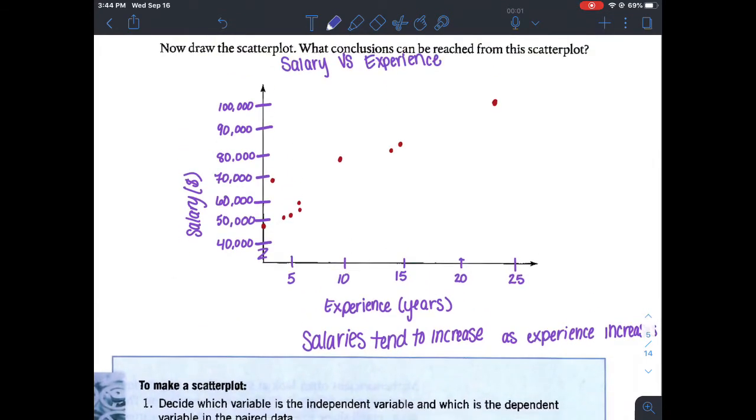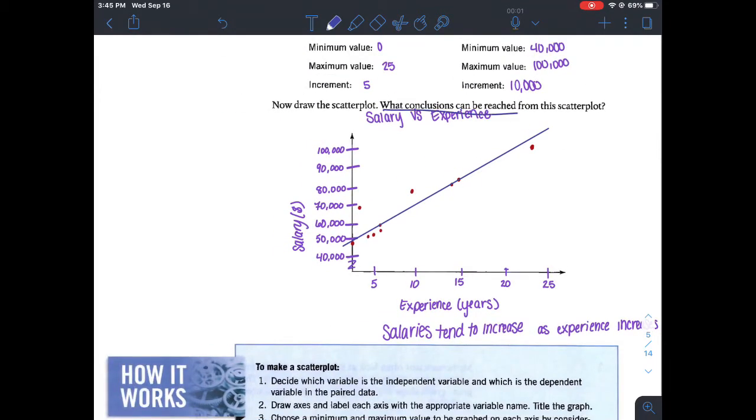And as you can see, the more years you work, the more experience you have, the higher your salary goes in a pretty consistent, I would say, linear pattern here, if I drew a line through the middle. And then what conclusions can be reached from this scatter plot? I just said salaries tend to increase as your experience increases.